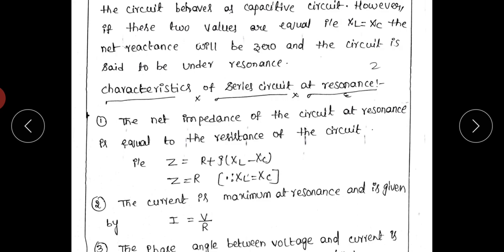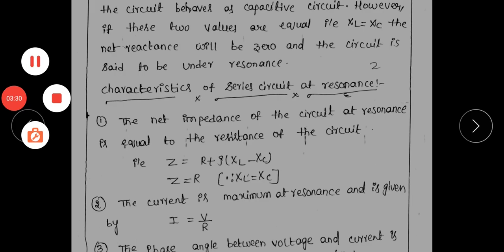At resonance condition, the net impedance of the circuit equals the resistance of the circuit. We know that Z equals R plus j into XL minus XC. At resonance condition, XL minus XC equals 0, so Z equals R. So at resonance, the series RLC circuit impedance equals the resistance R.